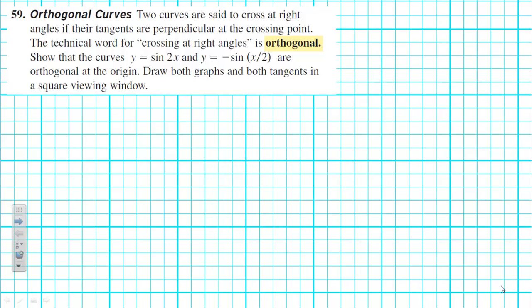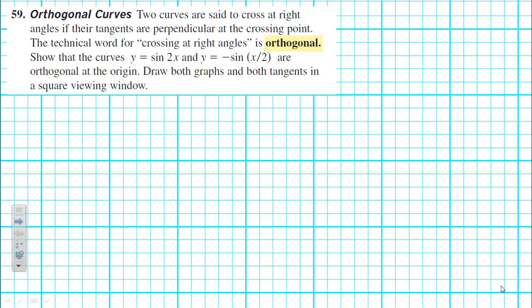All right, so we have this new idea that they're presenting to you: two curves are said to cross at right angles if their tangents are perpendicular at the crossing point. When two curves cross at right angles, we call that them being orthogonal. Can we show that these two curves are orthogonal at the origin?